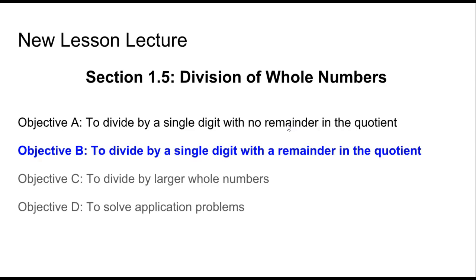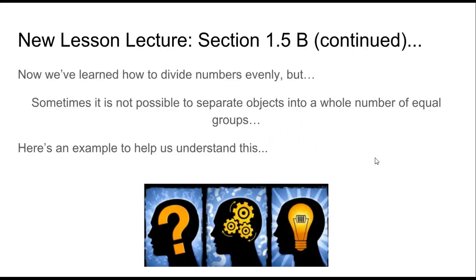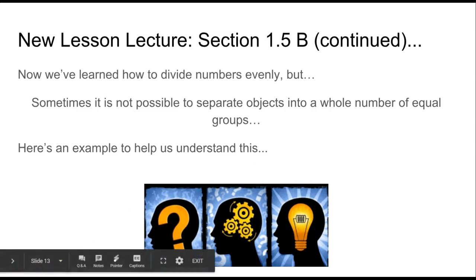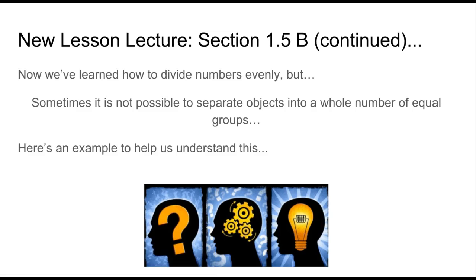So we know that there are 4 objectives in section 1.5. We already covered Objective A, so now we're on Objective B, which is to divide by a single digit with a remainder. Before, there wasn't a remainder. Now there is a remainder in the quotient. So let's go ahead and cover that. We've learned how to divide numbers evenly, but sometimes it's not possible to separate objects into a whole number of equal groups. Sometimes you're going to have something left over. So here's an example to help us understand this.